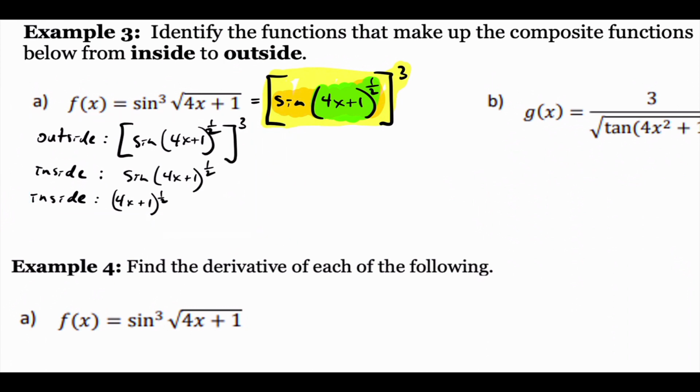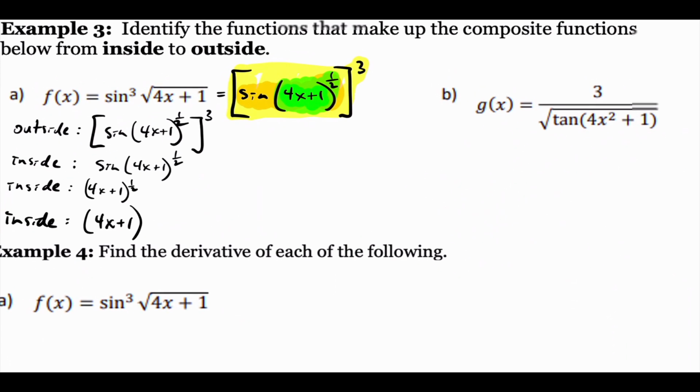And then the last one is inside the parentheses. I'll do that in blue: 4x plus 1. So this one has 4 layers. With the chain rule, you just find the derivative of the outside. Then find the derivative of the next inside, the next inside, the next inside.